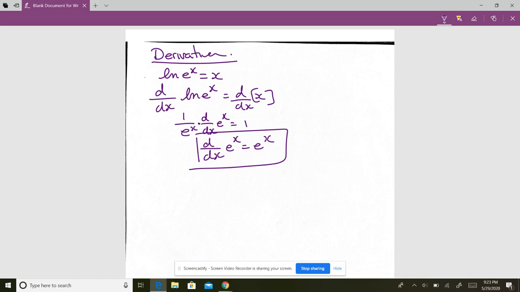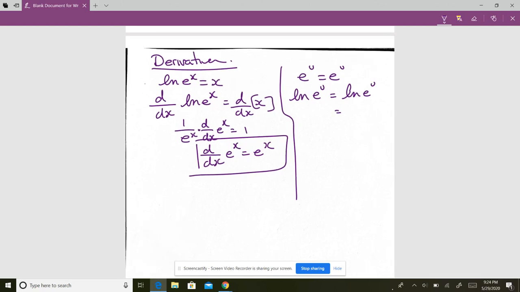All right? You can extend that to e to the u, if your exponent is not a simple function like x. So if I take e to the u, well, e to the u has to equal e to the u, so I natural log both sides. The right side will simplify to u. I'm not going to simplify the left side. So now I've got natural log of e to the u is equal to u. Do the derivative with respect to x.